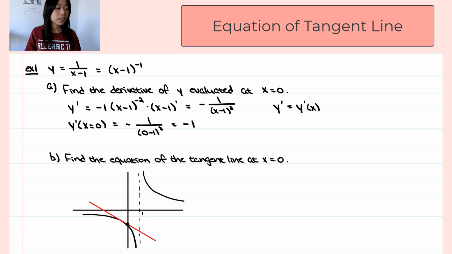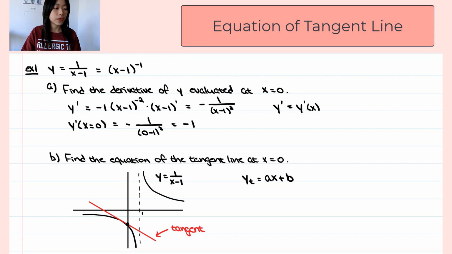Now in part B, let's find the equation of tangent line at x equals to 0. Remember that derivative gives you the slope of the tangent line. Here's a sketch of the function. In black line, that is the y, 1 over x minus 1. And the red line is the tangent line at x equals to 0. Now we want to find the equation for this red line. The general equation for a line is a slope times x plus the y-intercept.